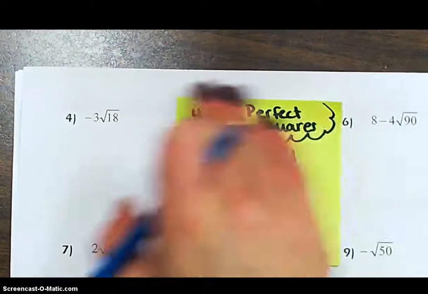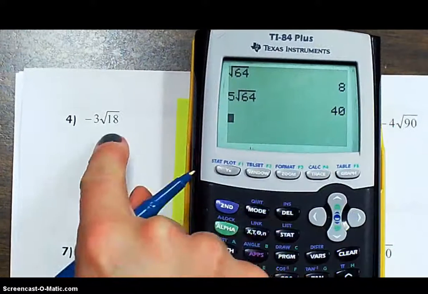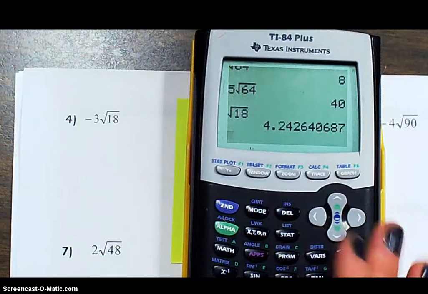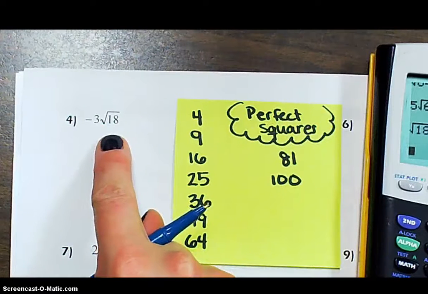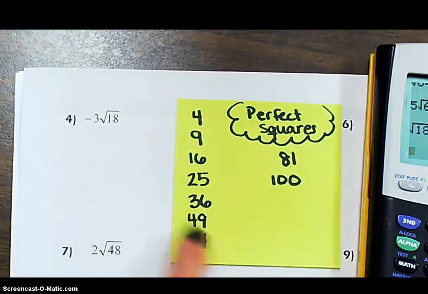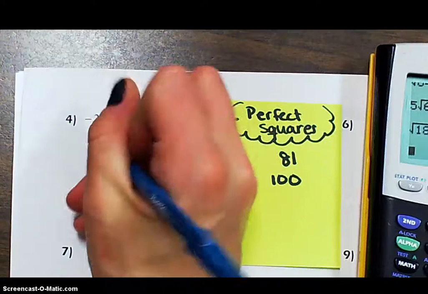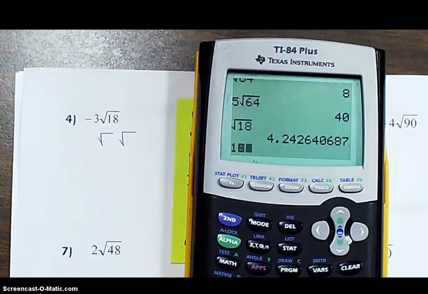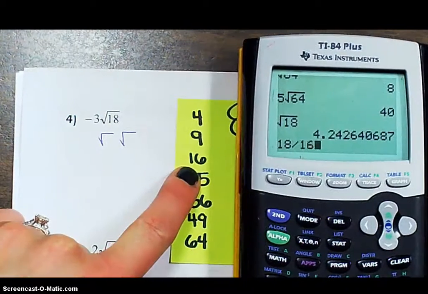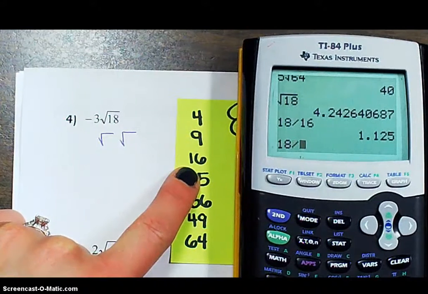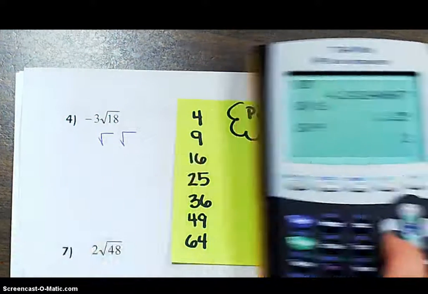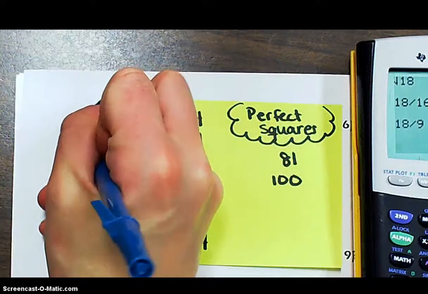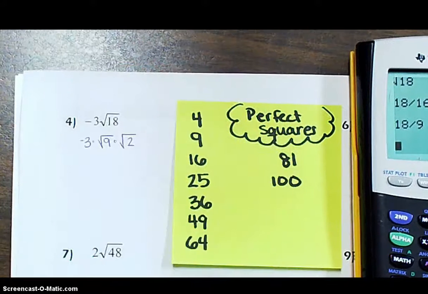So I'm going to put my perfect squares there. So the first thing we want to do is check to see the square root of 18. Nope, it's not a perfect square. So I have to find a whole number, one of my perfect squares, that divides evenly into 18. So the square root times square root. So let's take a look. So 18 divided by 16, not going to work. 18 divided by 9, that works. We get 2. So it's going to be radical 9, radical 2, and then negative 3 is in the front, and everything is being multiplied.